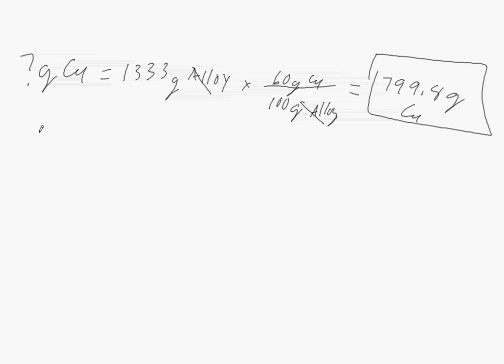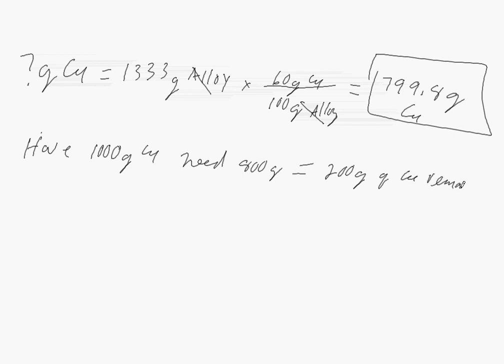We're told in the problem that we have 1,000 grams of copper. We only need 800 grams. So if you subtract 800 from 1,000, you will have 200 grams of copper remaining. So this is our excess.